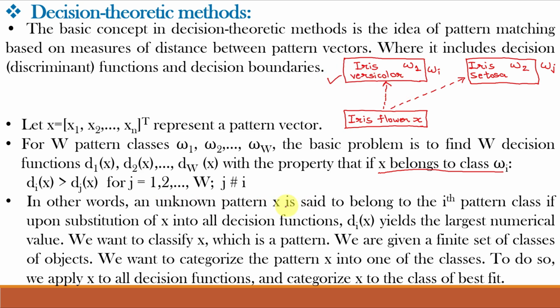An unknown pattern x is said to belong to the ith pattern class if upon substitution of x into all decision functions, di(x) yields the largest numerical value. And say we want to classify x, which is a pattern, and we are given a finite set of classes of objects, and we want to categorize the pattern x into one of these classes. So to do so, we apply x to all decision functions and categorize x to the class of best fit. So here this iris flower x is matching or fitting into iris versicolor omega 1 or omega i, and hence we make the decision that this flower x is an iris versicolor flower.